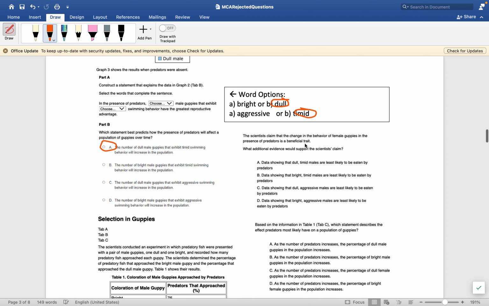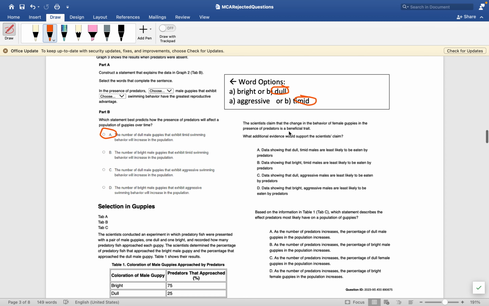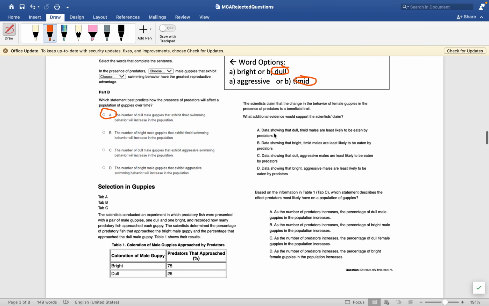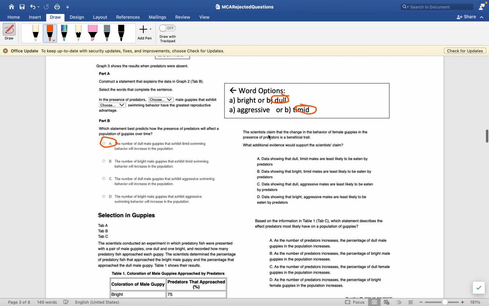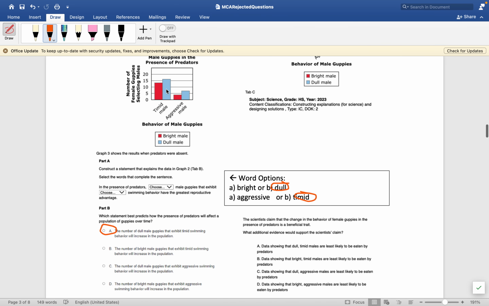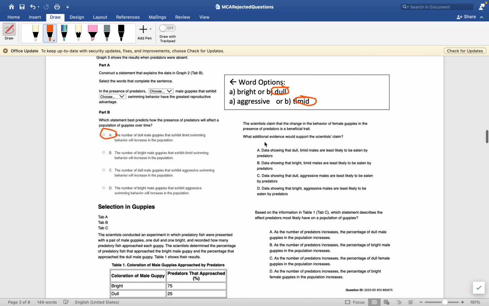So scientists claim that the change in behavior of female guppies in the presence of predators is a beneficial trait. What additional evidence will support the scientists' claim? All right, data showing that dull, timid males are least likely to be eaten by predators. Yeah, if you're dull, you're going to blend in. If you're timid, we saw that they were selected more, so that's a true statement. I'm going to circle it and come back.